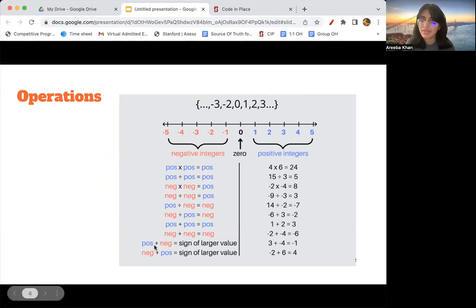Now this is where it gets a bit vague. So positive plus a negative. Let's say we start off with a positive number and we add a negative number to it. Will it be positive or negative? Well, it really depends on how big the negative is. So if we're adding -1, then we just go down by 1. But if we're adding -3, 1, 2, 3, then we go down to a negative number instead of a positive number. So it really depends on the sign of the larger value.